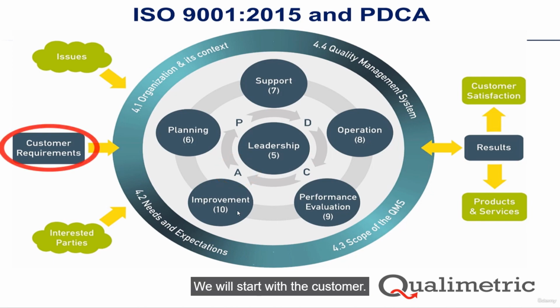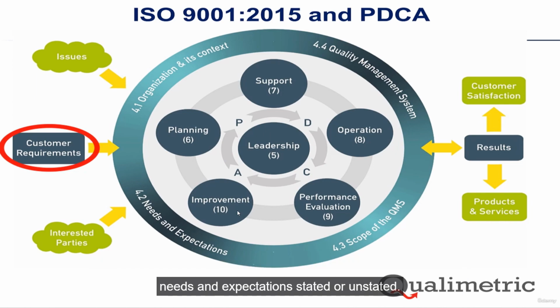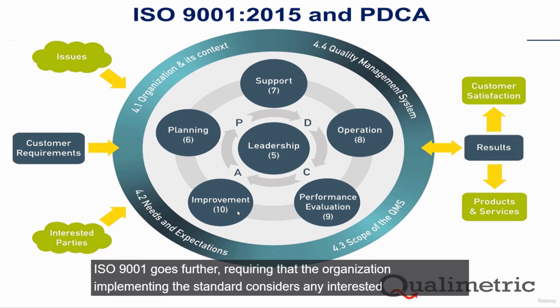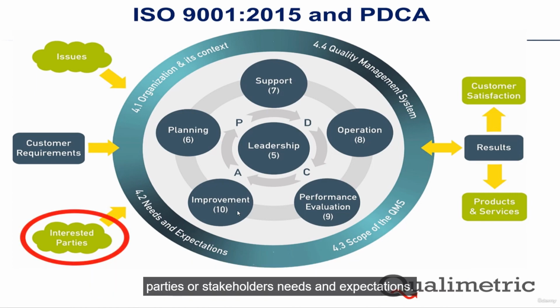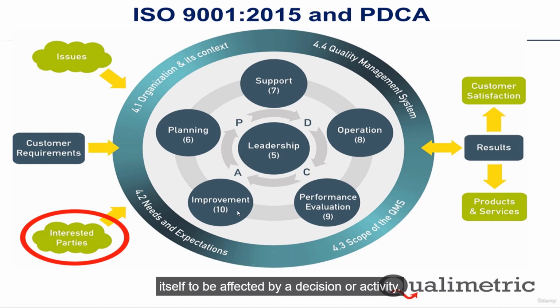We will start with the customer. As mentioned in the previous module, all quality management standards are aimed at meeting customers' needs and expectations, stated or unstated. ISO 9001 goes further, requiring that the organisation implementing the standard considers any interested parties or stakeholders' needs and expectations. An interested party is defined as a person or organisation that can affect, be affected by, or perceive itself to be affected by a decision or activity.